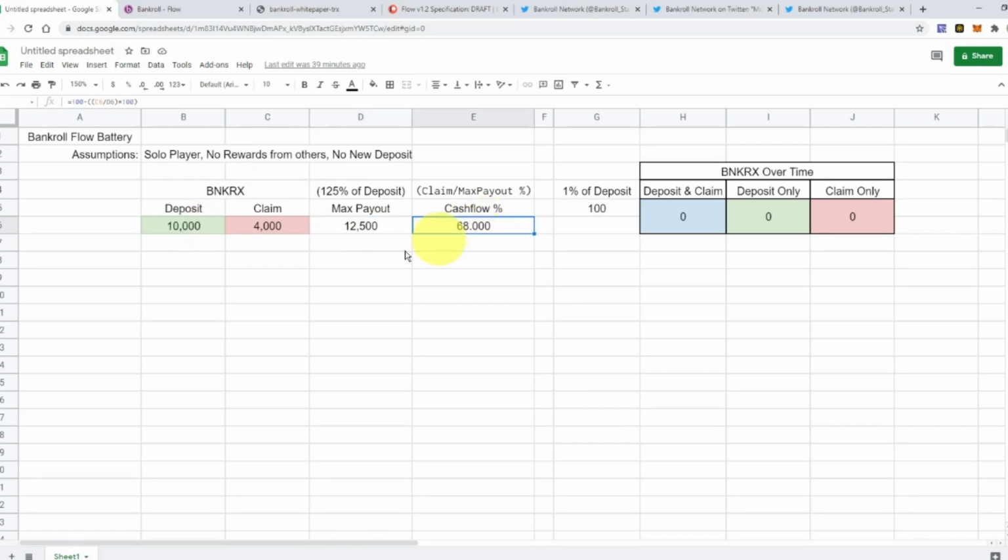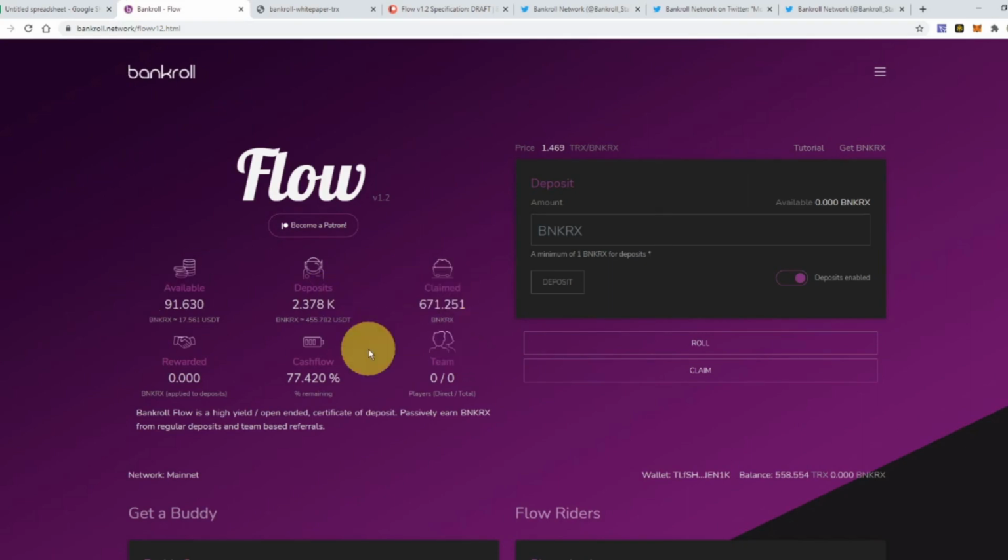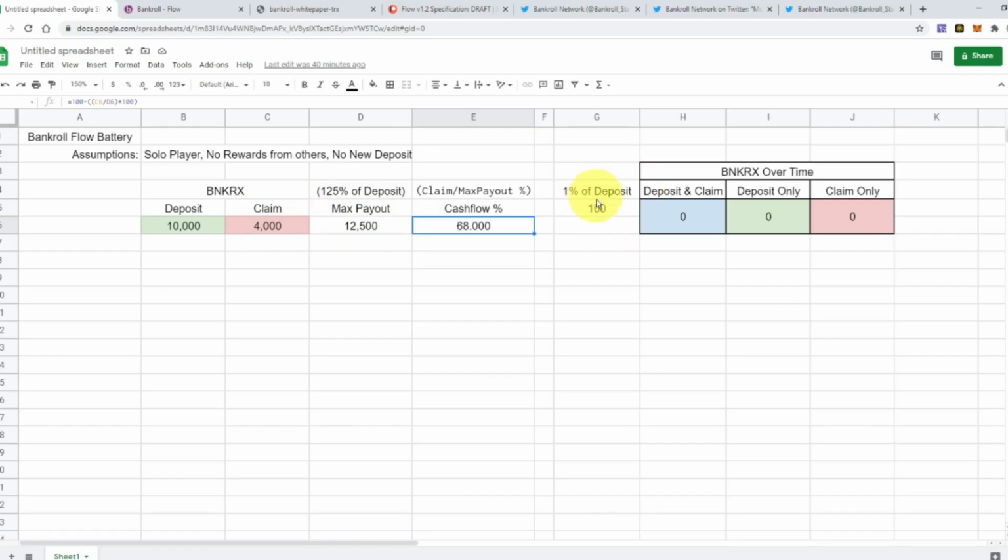Here's your cash flow battery. This is just another way of showing this user interface right here. And coming over here, 1% of your deposited amount, 10,000 BNKRX, is going to be 100 BNKRX per day. So let's just say you're going to roll this amount. When you roll 100 BNKRX, I want you to pay attention to the cash flow number. It's at 68%. When I rolled, my deposit went up by 100 BNKRX, and so did my claim.